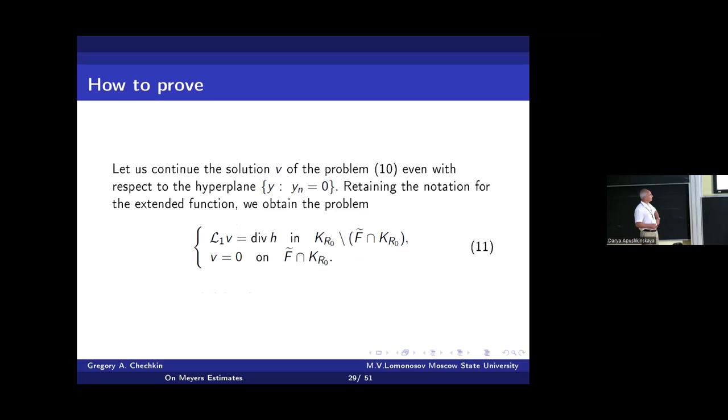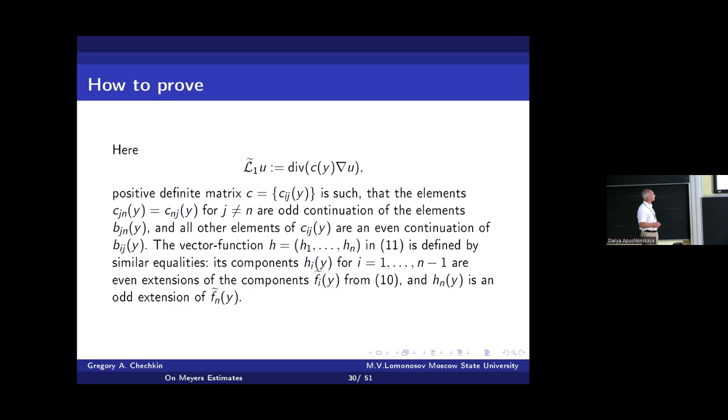just in the lower part of this cube, and it is quite easy to understand what kind of coefficients we obtain in this situation. So the coefficients after this continuation are an odd continuation of these elements and even for any others, okay? The same for the right-hand side. So just h1 to h n minus 1, we have even extensions, and h sub n is an odd extension. It's quite easy to calculate.